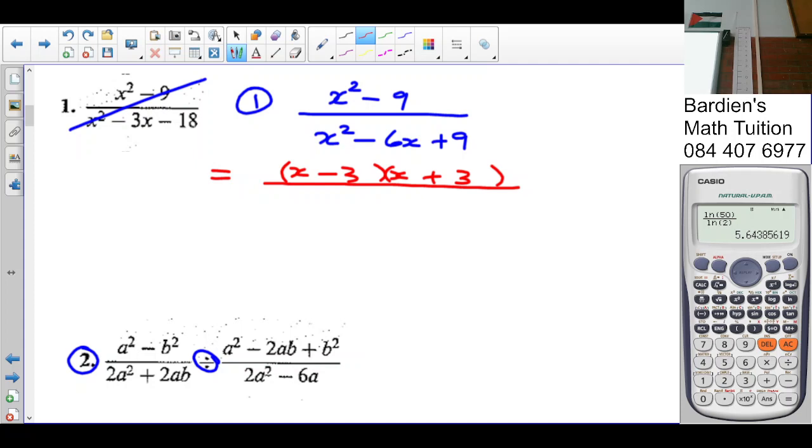Over x. What's the square root of x squared? What's the square root of 9? 3, sorry. Yeah, 9. x times 3 times 2? Negative 6. Absolutely.